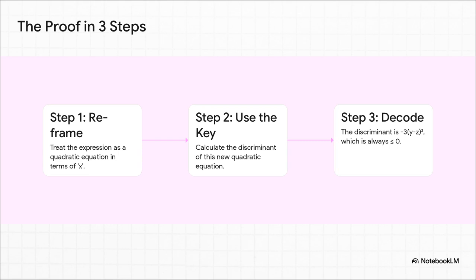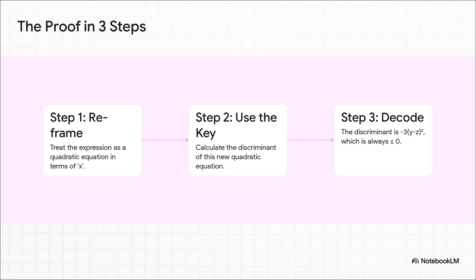First, we just rearrange everything so it looks like a normal quadratic with x as our variable. Second, we whip out our master key and calculate the discriminant of that quadratic. Now, after a little bit of algebraic cleanup, the discriminant simplifies to something amazing: -3 times the quantity (y minus z) squared. Now think about that. A number squared is always positive or 0. So if you multiply it by -3, the discriminant has to be negative or 0. It can never be positive.